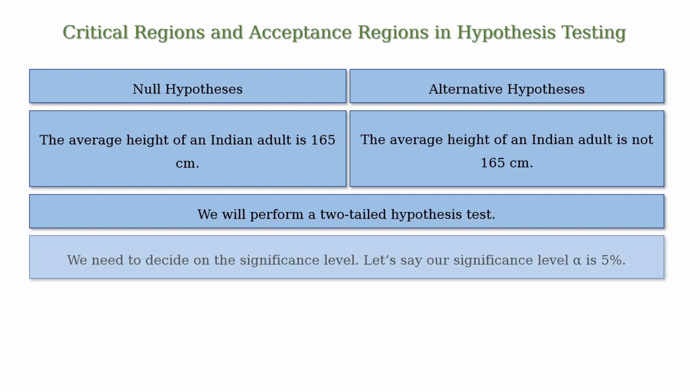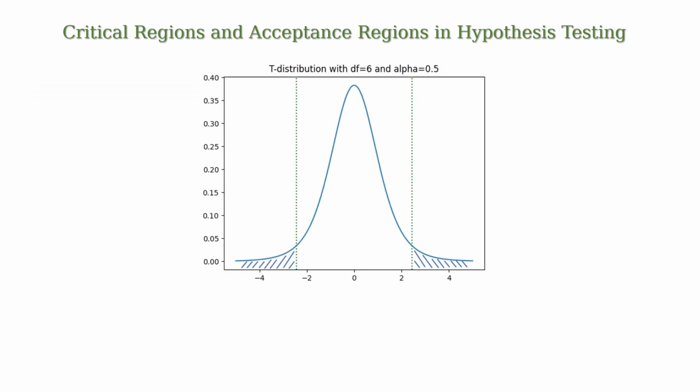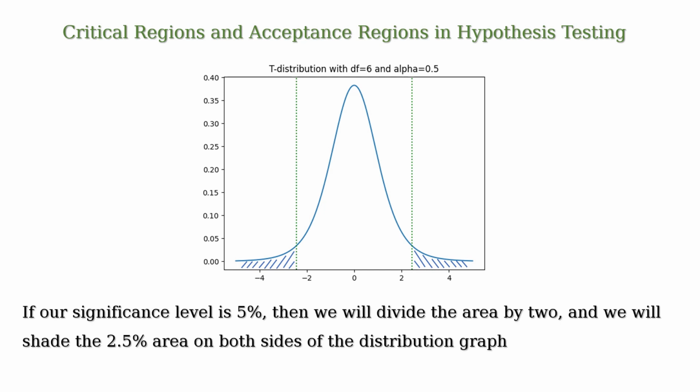At this point, we need to decide on the significance level. We have already discussed the significance level and the p-value in one of our previous videos. The relevant links are provided in the description. Let's say our significance level alpha is 5%. So, we will take the distribution graph, for example, the t-distribution graph for a t-test, and we will shade the 2.5% area on both sides of the distribution graph as shown.